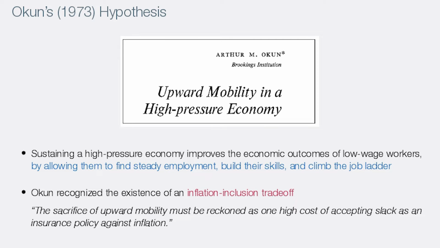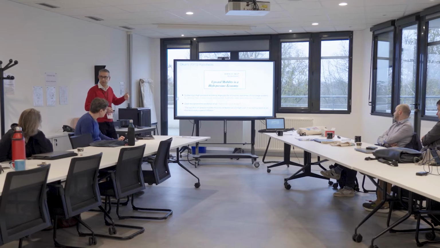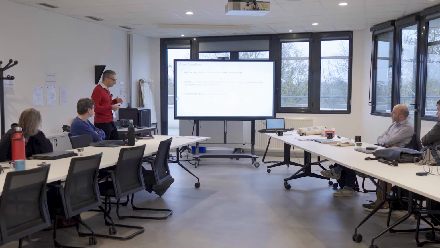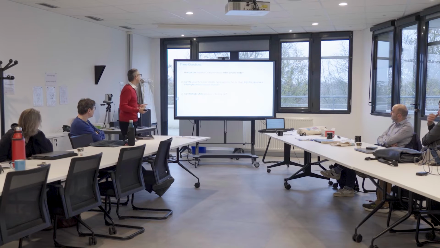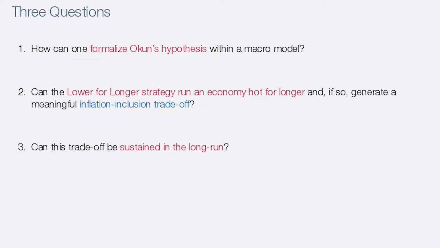And he writes, the sacrifice of upward mobility, because he mostly talked in terms of upward mobility, must be reckoned as one high cost of accepting slack as an insurance policy against inflation. So I understood that the cost of doing this is possibly higher inflation. So against this background, what do we do in this paper? We ask three questions. The first is, if we really want to think about this idea that running the economy hot for longer can especially benefit low-wage people, and assess the framework of the Fed against this idea, you have to formalize Okun's hypothesis within a macro model. So that's the first thing that we do.